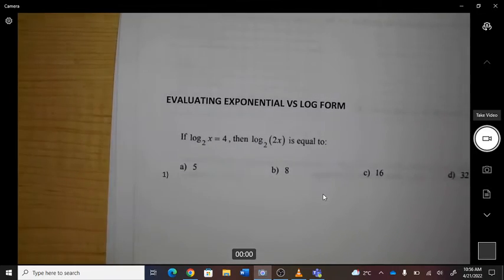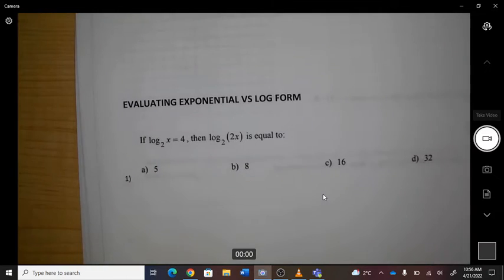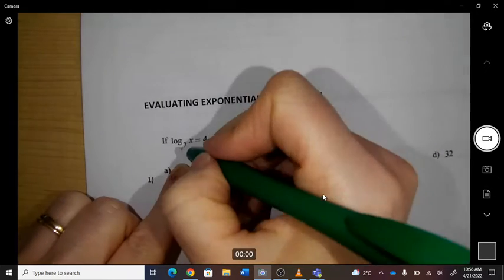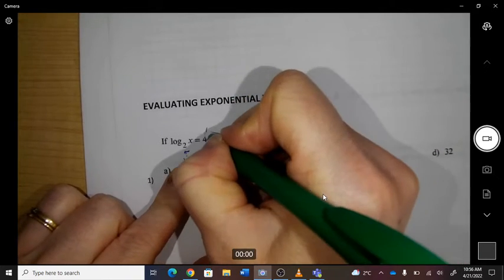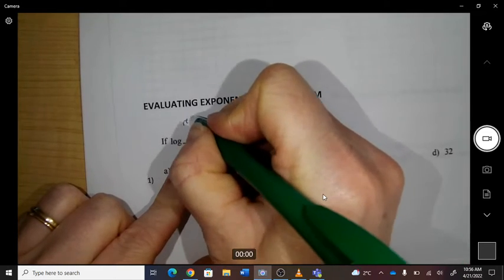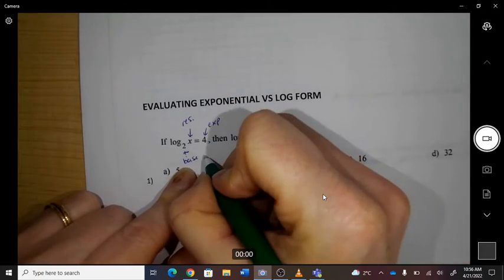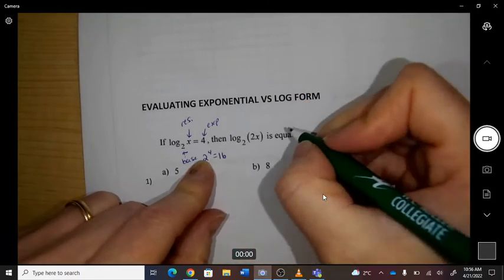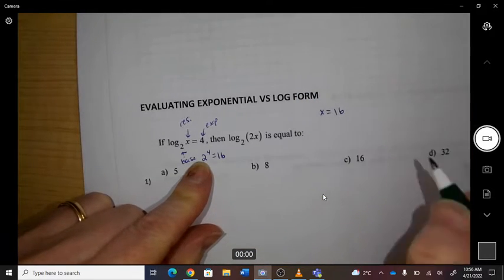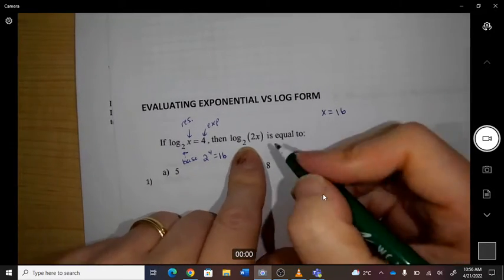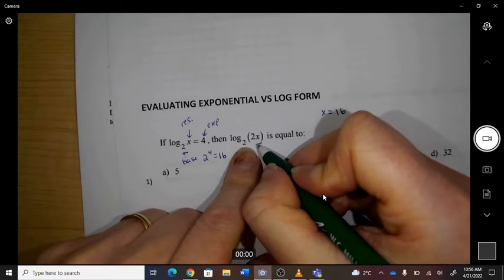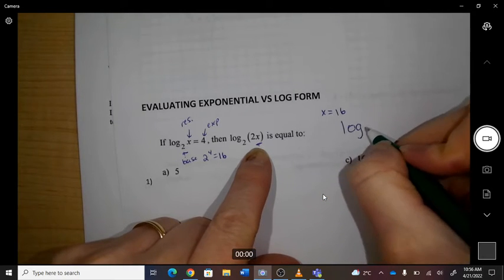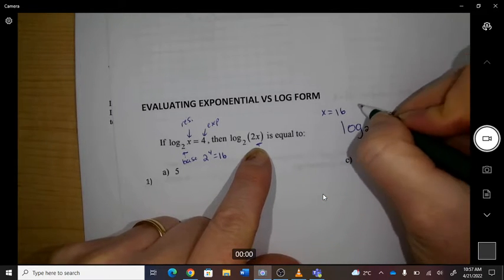Evaluating exponential versus log form. Okay, so when we're looking at this, this is the base, exponent, result. So 2 to the 4th, that is 16. So now from that, I know that x equals 16. If I insert 16 into that, 2 times 16 would become 32.